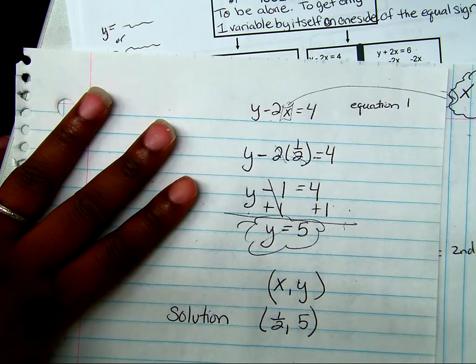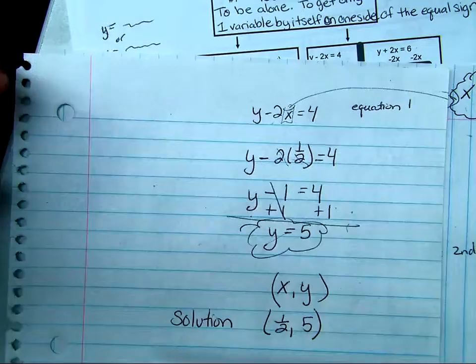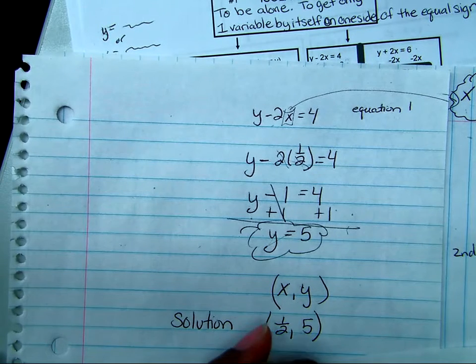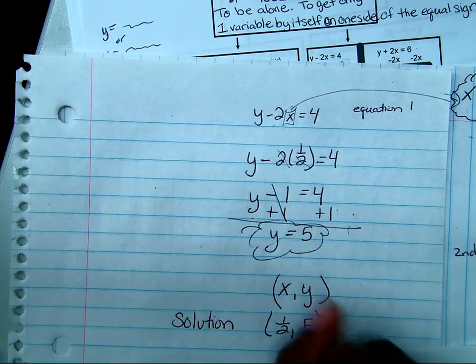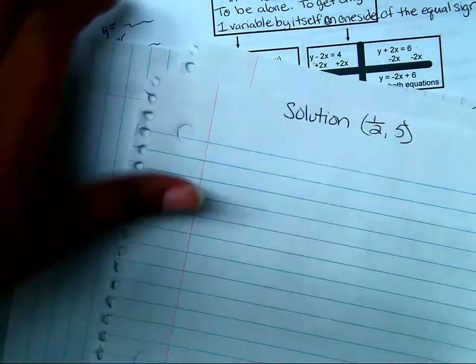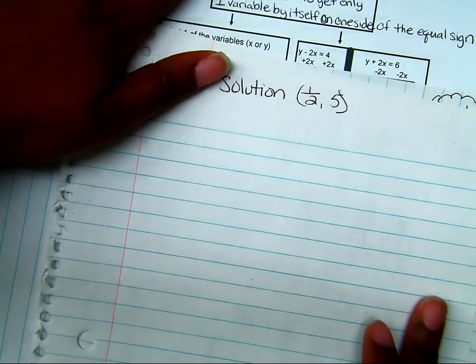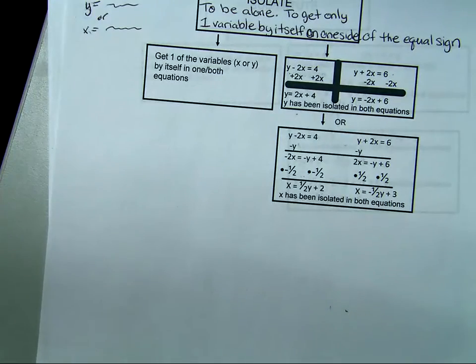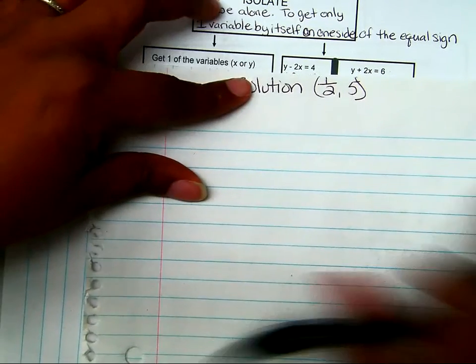Now how about I check it? Let's check it out. So, another sheet of paper. I'm going to write solution at the top and what my solution is. Okay. Go back to my original problem. All right. Back at my original problems.